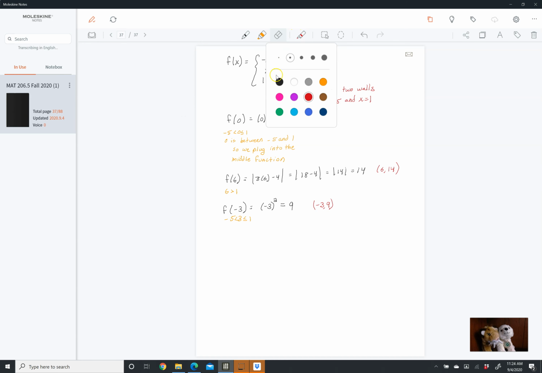And let's do one more and then we'll graph. So we have f of -10. So you should pause it, see if you could do it yourself. So -10, we come up here. -10 is less than or equal to -5. So that tells us plug into the top function.